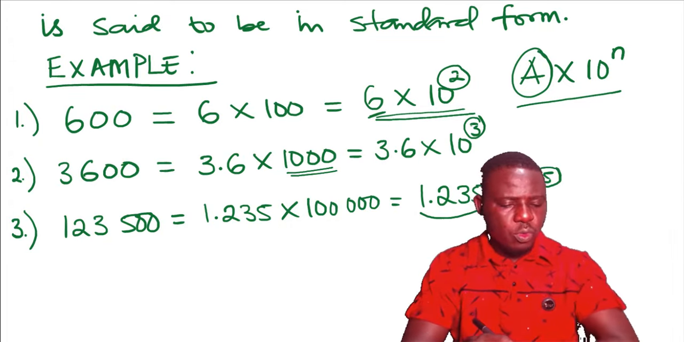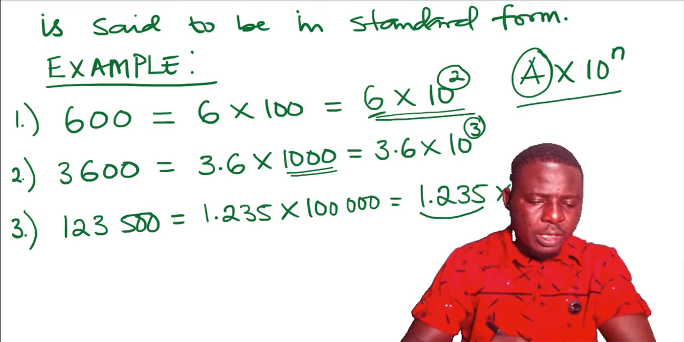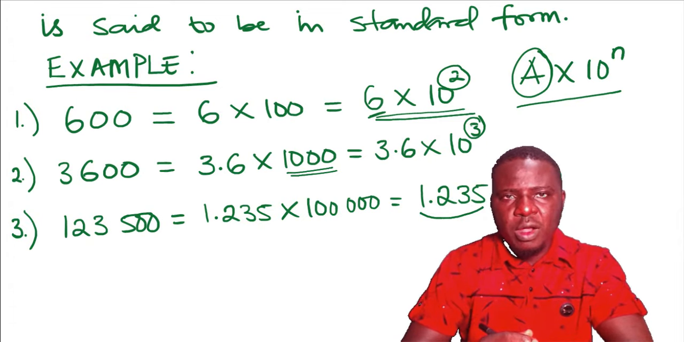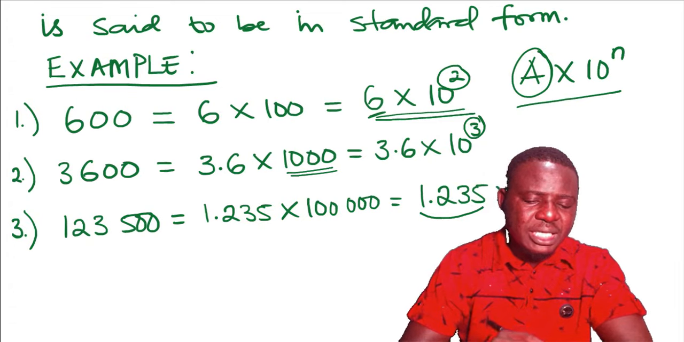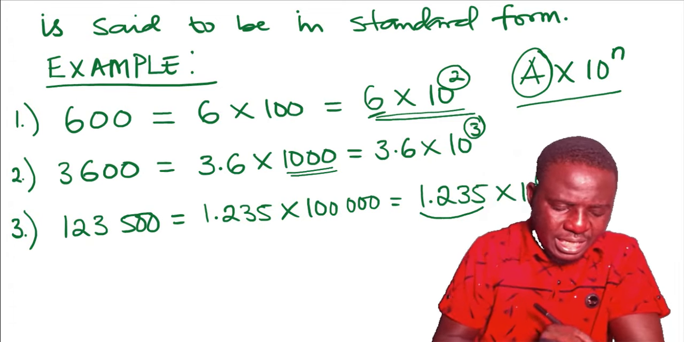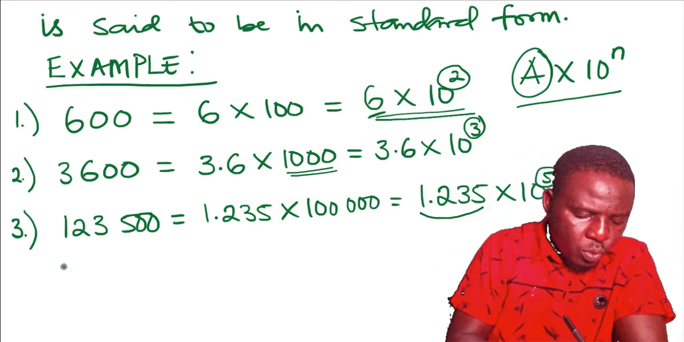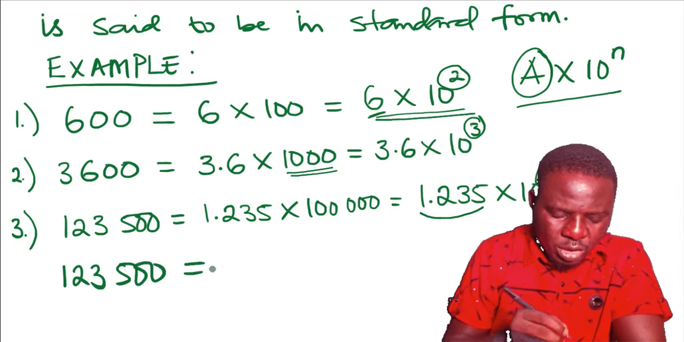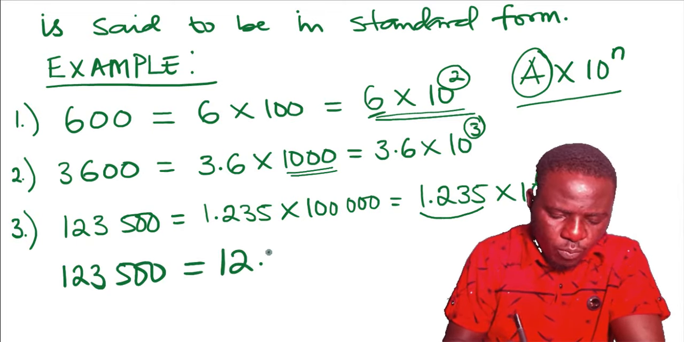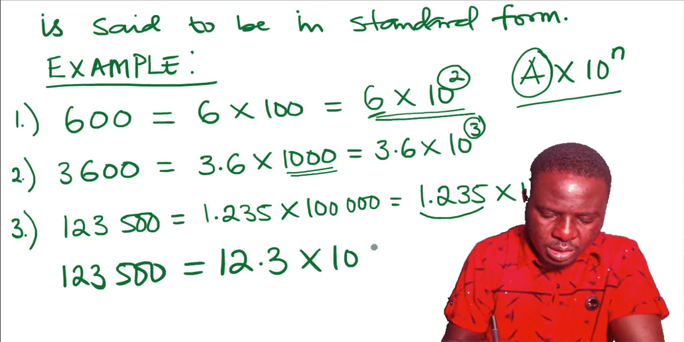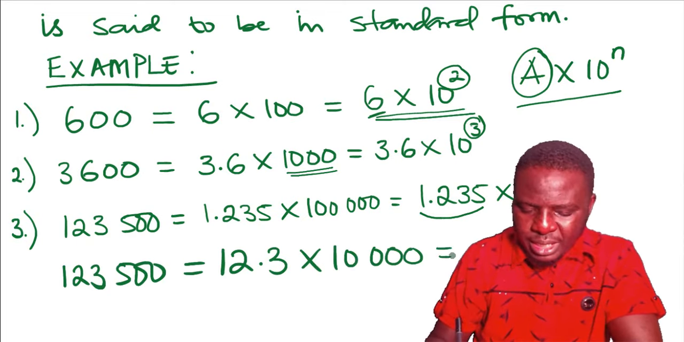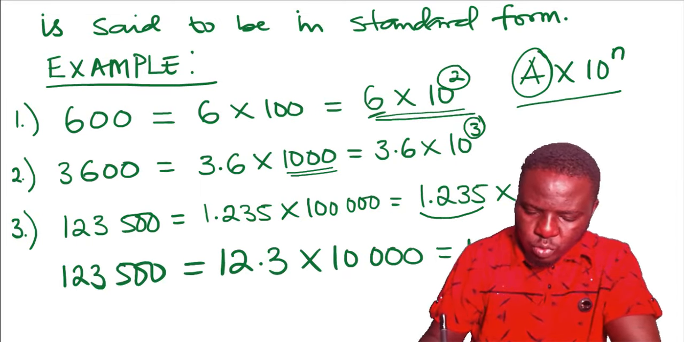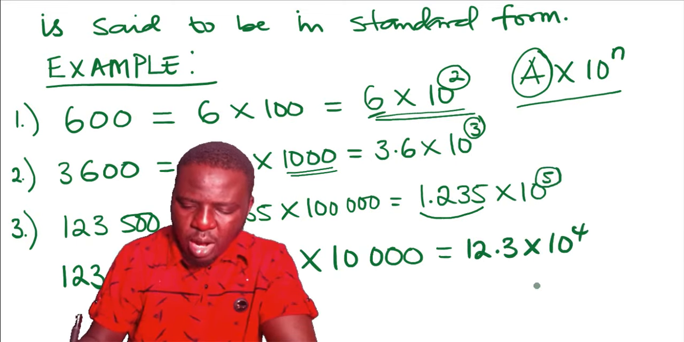I'll further give you an example on standard form. This is a common error by students who tend not to express numbers in standard form. For example, I'll pick one of these as an example. Let's look at number 3. 123,500 cannot be written as 12.3 times 10,000. Let me complete it. This will give you 12.3 times 10 raised to the power of 4.